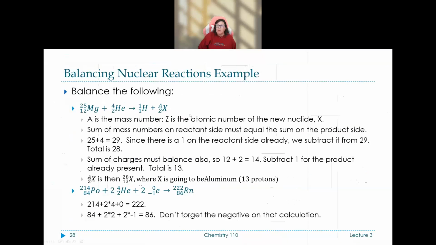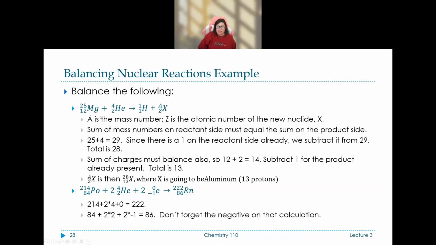Woohoo! Balancing nuclear reactions. Balance the following: magnesium-25 (12 protons) plus helium-4 goes to hydrogen-1 plus AZX. Now, AZX is not something known, so we need to identify what this particle is.